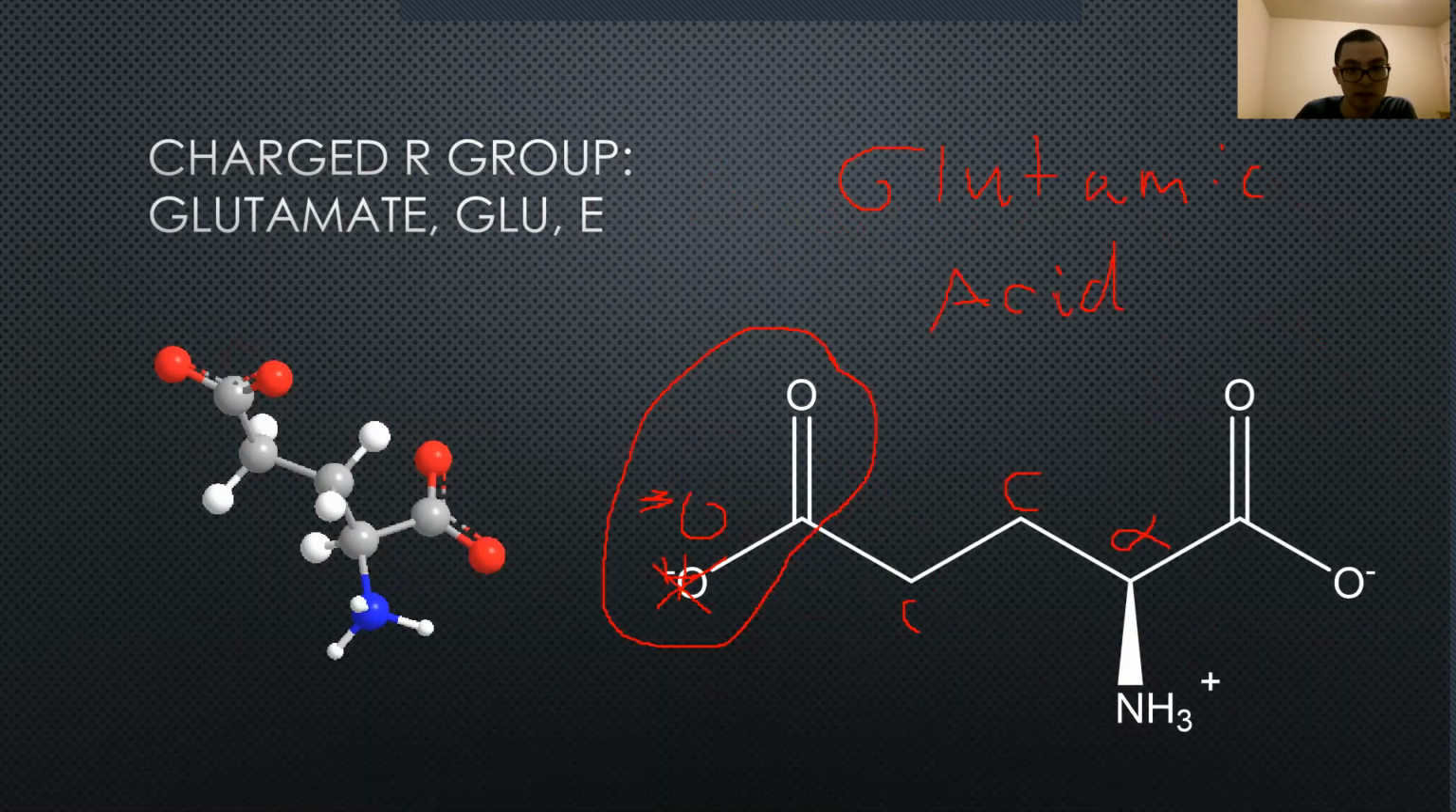All right. So far we have two charged R groups: aspartate and glutamate. Those are the only two amino acids that we need to know that can have a negatively charged side chain.